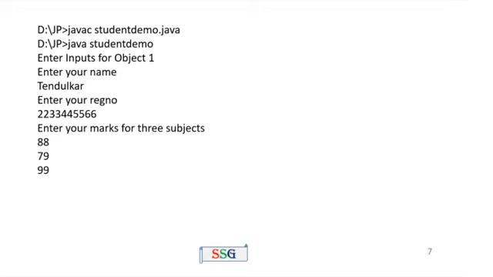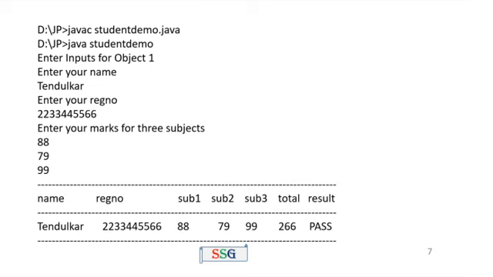After executing the program, the processor asks for input. Enter inputs for object 1. Enter your name: I am entering Tendulkar. Enter the register number: 22, 33, 44, 55, 66. Enter your marks for 3 subjects: 88, 79 and 99. The output is displayed like this.